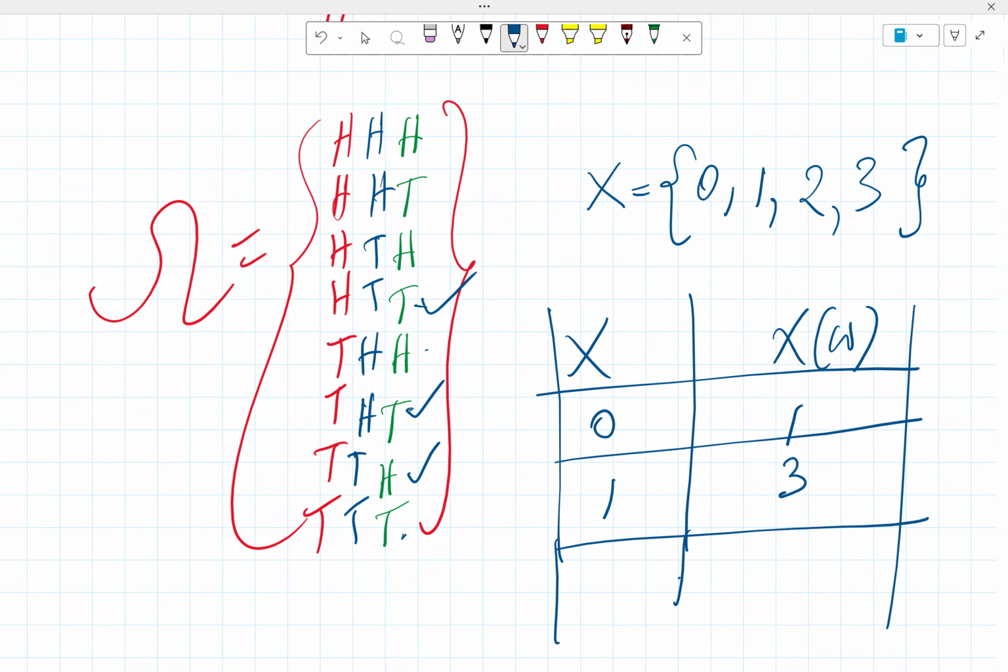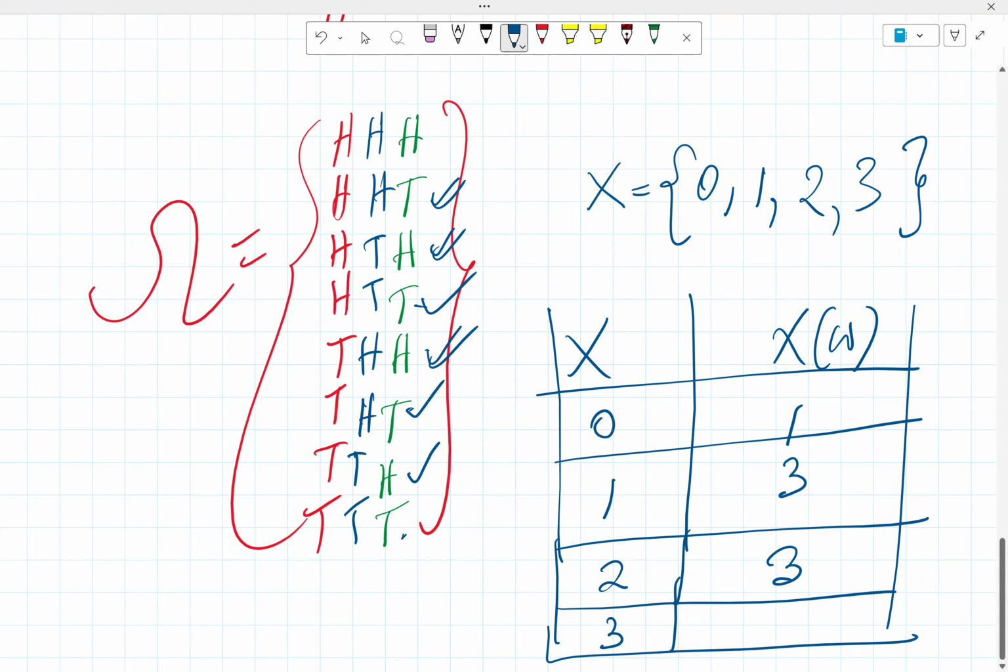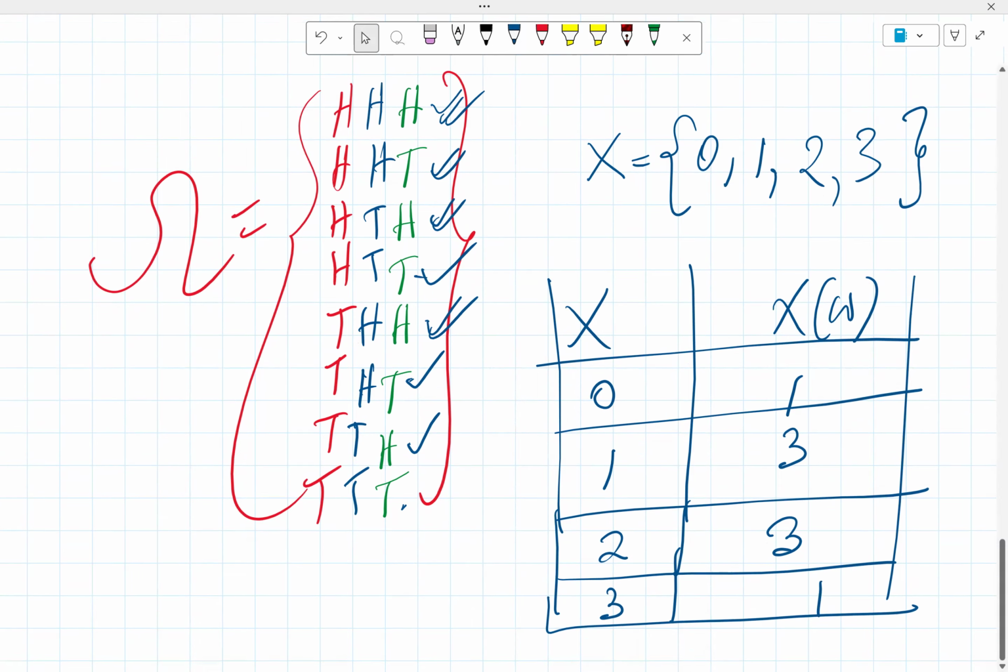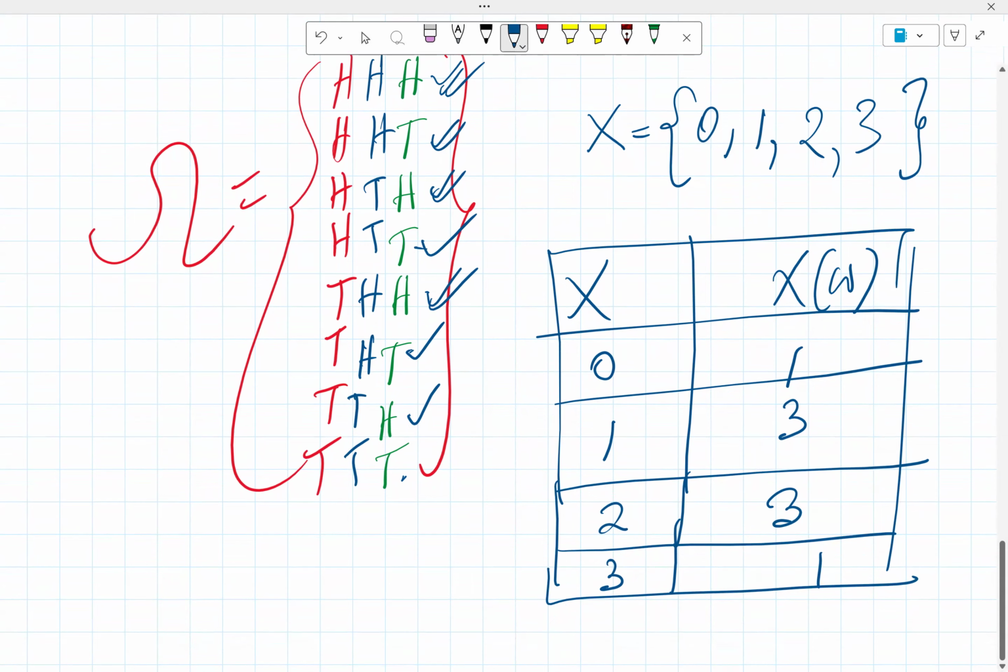What about 2 heads? For 2 heads, let me make it this way. We have 1, 2, 3. So for 2 heads, that's also 3. And finally, 3 heads is only 1. So this is the kind of thing we have in that situation now. So 0 heads appears 1 time here, then 1 head appears 3 times, 2 heads appears 3 times, and 3 heads appears 1 time. So that's the kind of dealing we have with that.